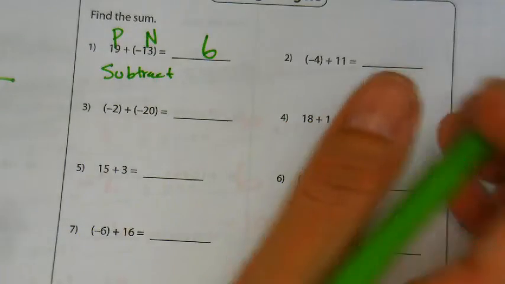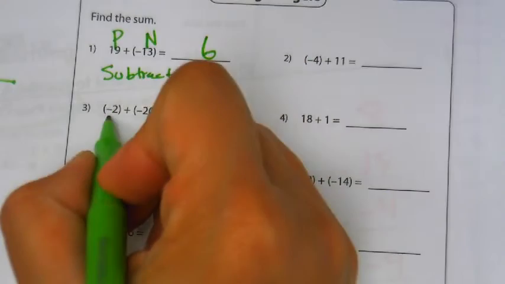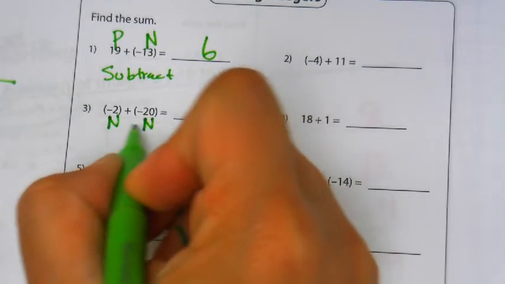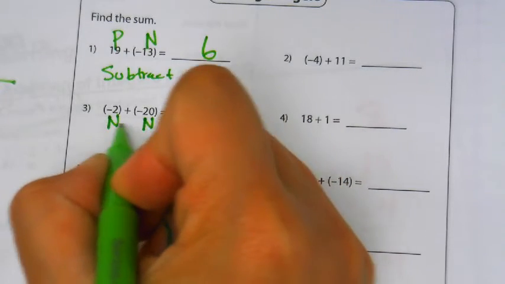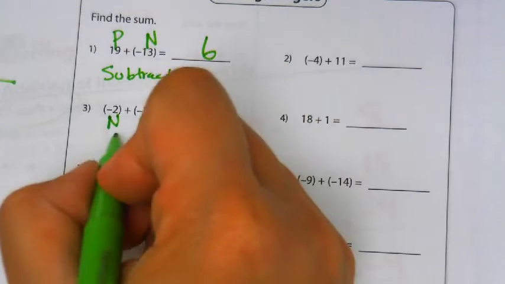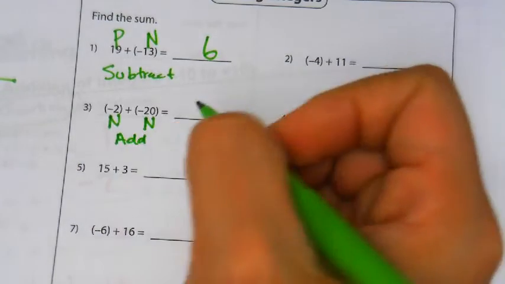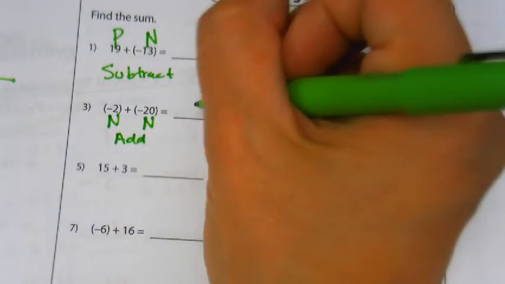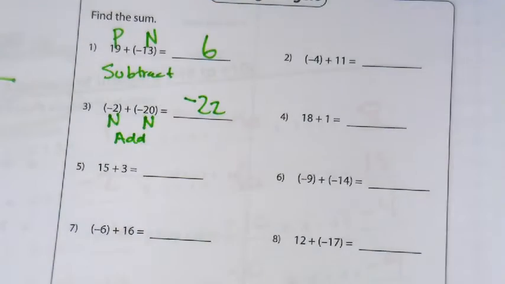Okay? Number 3. This one's a negative, and this one's a negative. If they're the same, what am I going to do? Add. Okay? 22. And then you keep the sign. So it'd be negative 22.